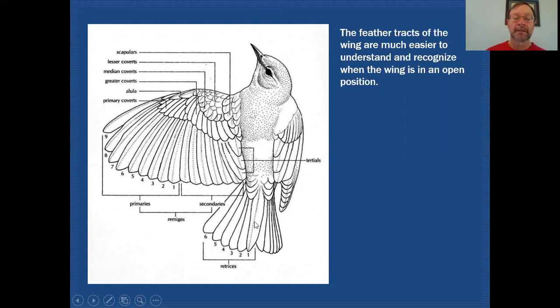In the tail, each side of the tail, or each half of the tail, has 6 feathers. And so here we have the center one being number 1, and as we go outward, we get out to number 6. And the same thing is happening on this side as well. So I think it's much easier to recognize all these feather tracts when you see the wing open. And I would like to point out also that we have the exact same thing going on the underside of the wing. So normally we don't see that, especially when the wing is closed. But if we were to see this bird flying from underneath, we'd see that there's also a set of coverts operating in the same fashion on the underside of the wing.